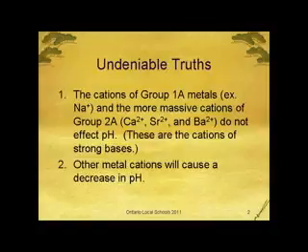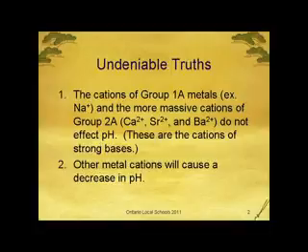So, undeniable truths. Cations of group 1A metals. That's group 1A, can be a Roman numeral 1A, can just be 1A as I've written it here, or 1 out of 18 depending on what periodic table you're looking at. These are sodium, potassium, rubidium, cesium, francium, and lithium. And the more massive cations of group 2A, calcium, strontium, and barium ions, Ca2+, Sr2+, and Ba2+, these do not affect pH when they're in water, and these, I guess, coincidentally, can best be described as cations of strong bases.